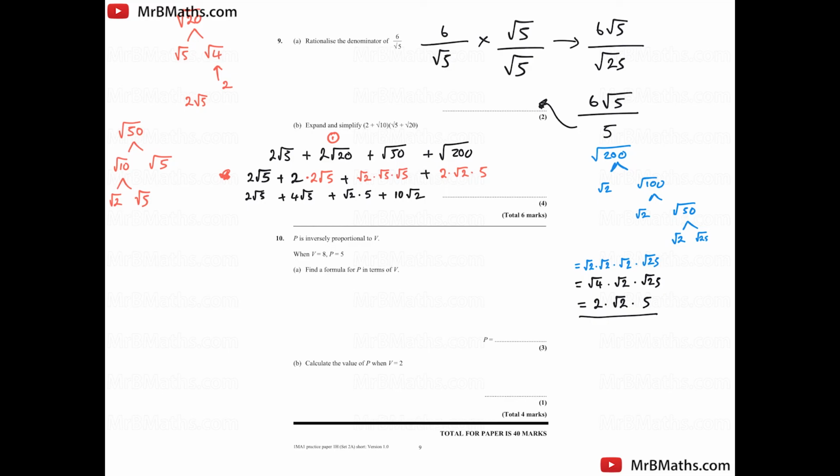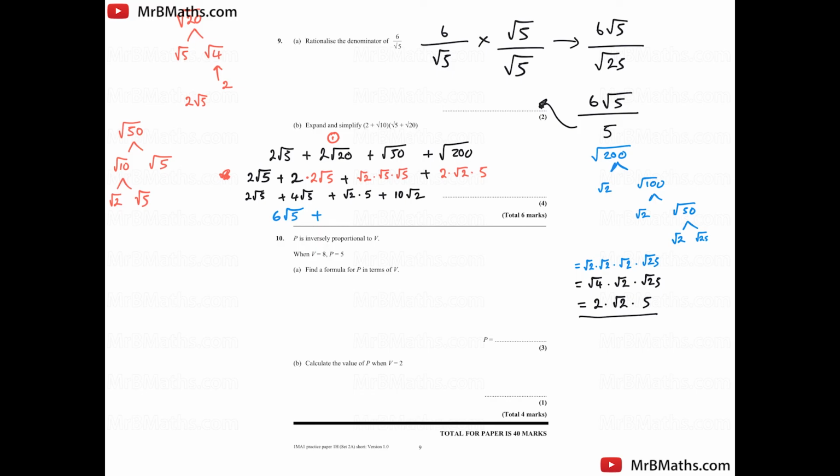Okay, so now if I have a look at what I've got, 2 root 5 plus 4 root 5. In terms of root 5s, I've only got those. So I've got 2 lots of root 5 plus 4 lots of root 5. That will give me 6 lots of root 5. Plus, now I've got root 2 times 5, plus 10 root 2. So I've got 5 lots of root 2.